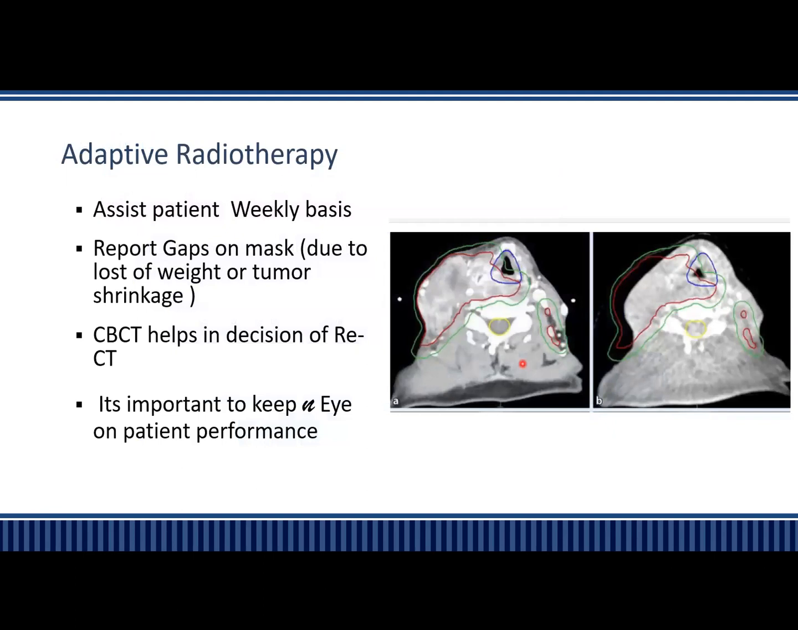Adaptive radiotherapy is an avenue that has to be explored more. Assess the patient on a weekly basis, and report gaps in the mask due to loss of weight or tumor shrinkage. CBCT helps in the decision of re-CT. It's important to keep an eye on the patient's performance.